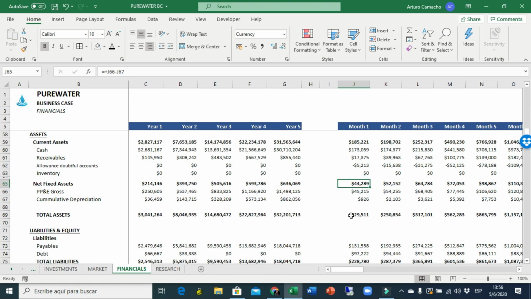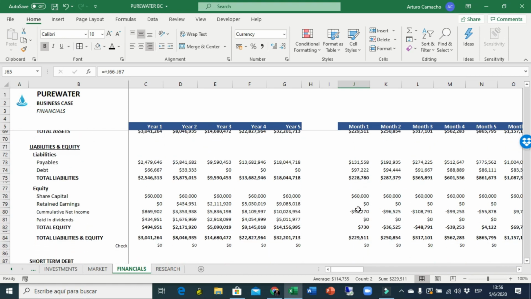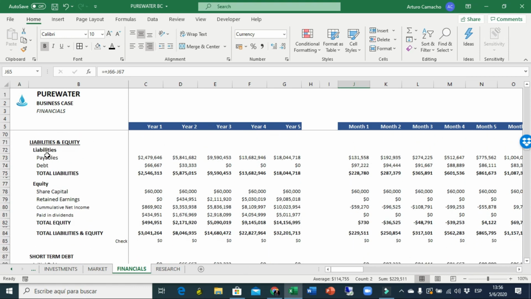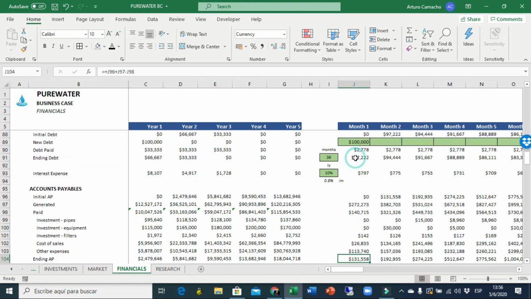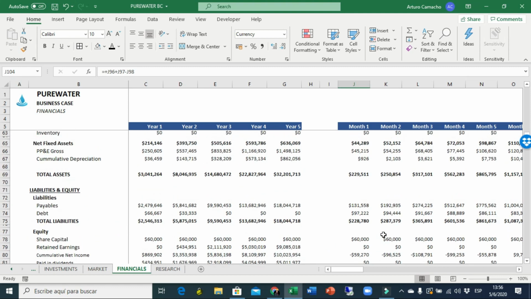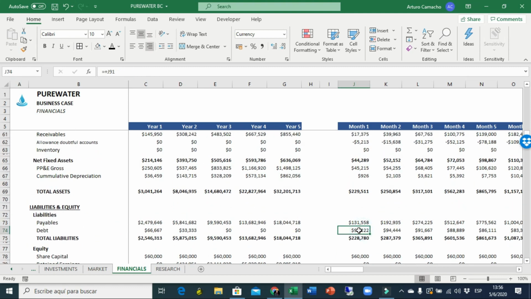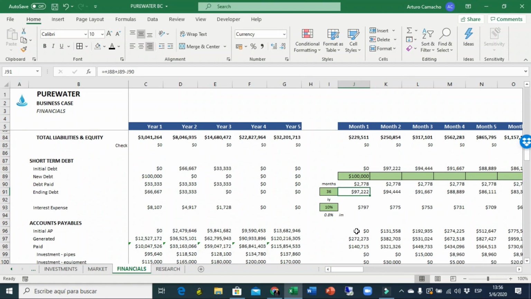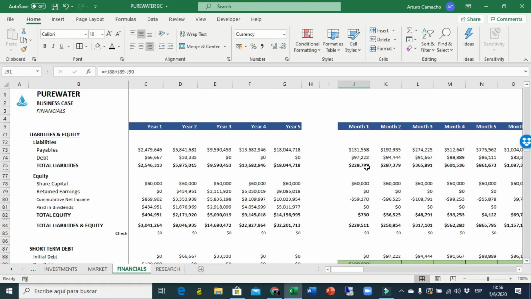So the total assets is the sum of the two, and up to the liabilities we have the payables and the debt. Of course, payables I already have, it is the accounts payable, ending accounts payable. The debt, of course, I already have it because I already constructed it. It's right here. It's my short-term debt. Then the total liabilities is the sum of the two.